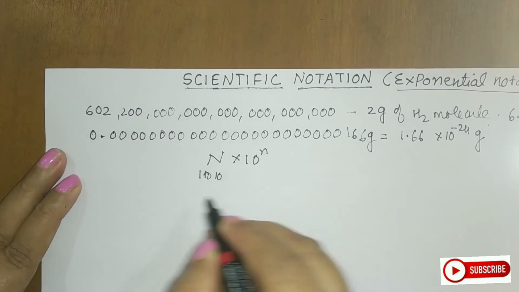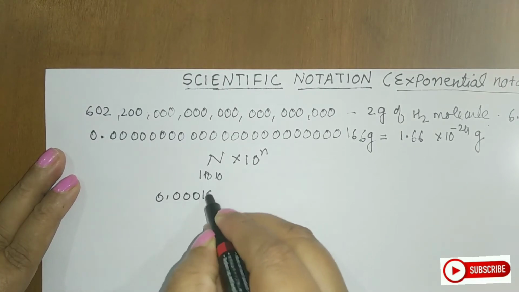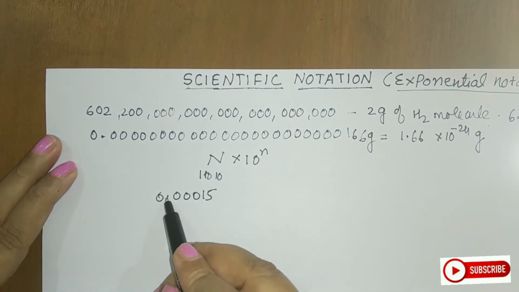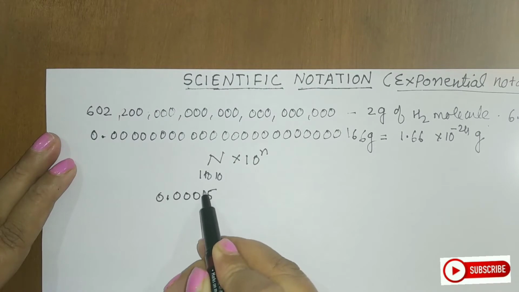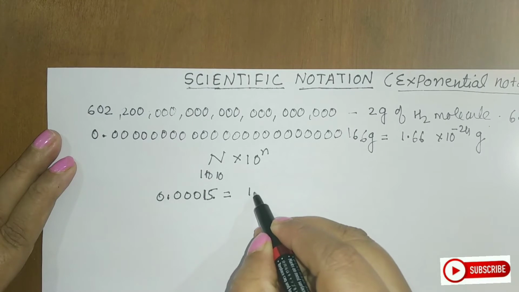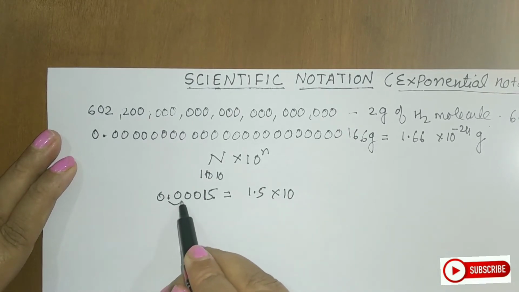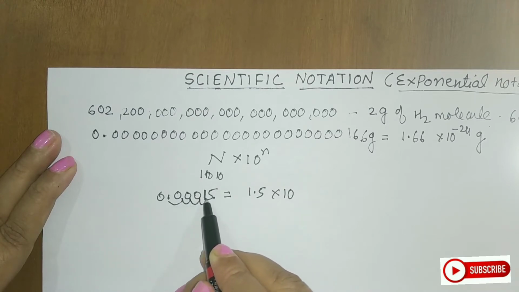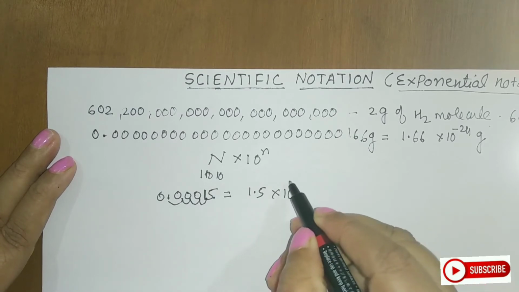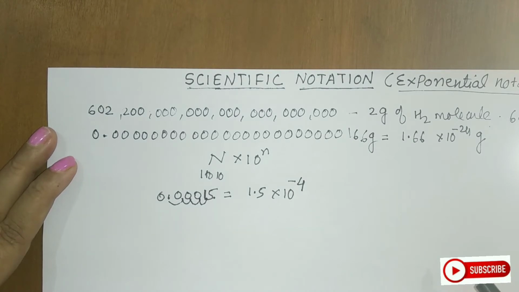Now if I write a number like 0.00015, how can I express this? I bring the decimal to the first digit, between 1 and 5, so I write 1.5 into 10 raised to. Now if you count 1, 2, 3 and 4, as I have shifted the decimal to the right, I write it as minus 4. This is how I write this in exponential form.